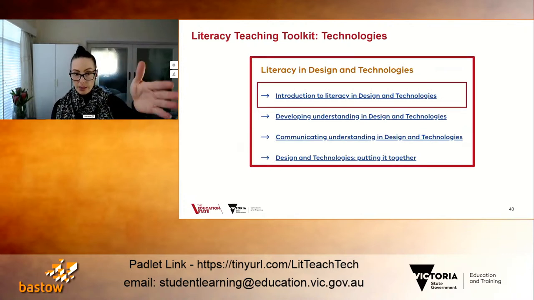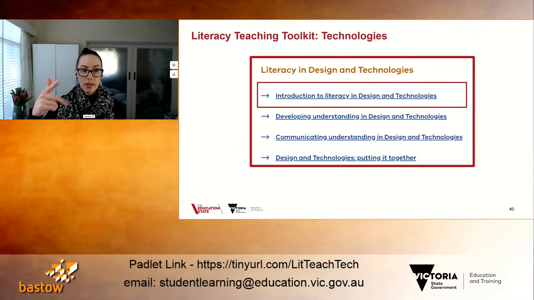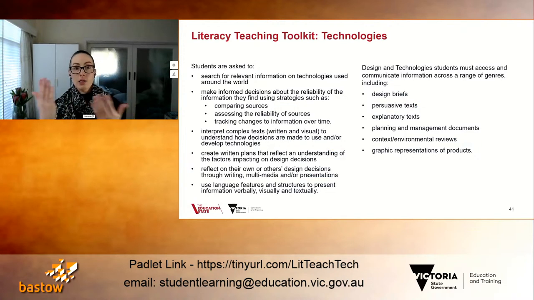So again, this is separated. You can see into the same four areas, so intro, developing, communicating, and then wrapping it all up. So for the introduction here, again, they tell us what are the literate demands for this subject area. So they're saying that our students will need to make informed decisions about the reliability of the information. So compare sources, assess the reliability.